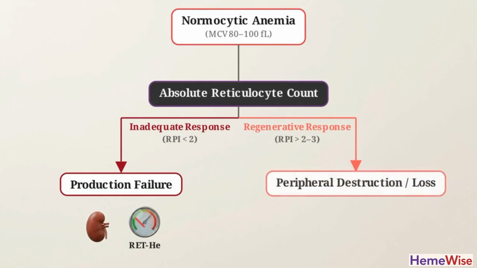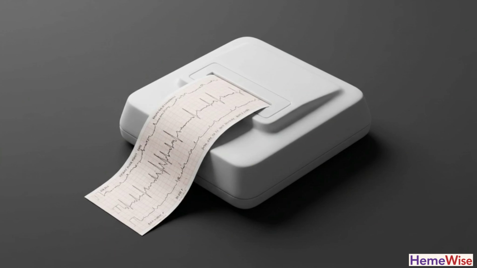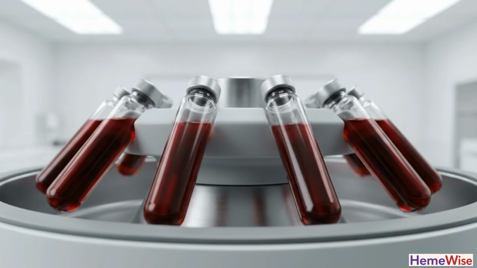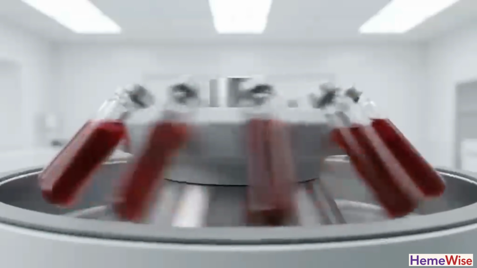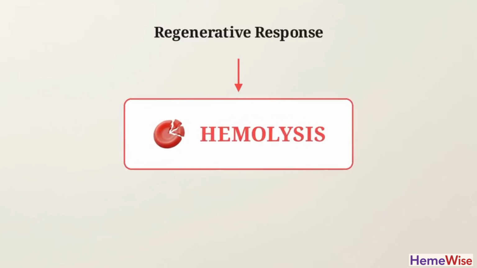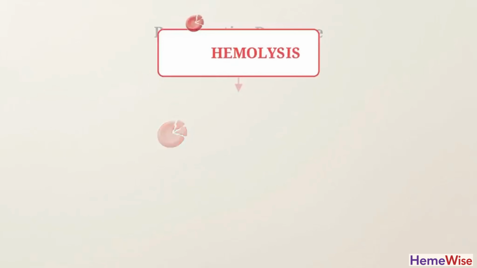A regenerative response over 2 points to peripheral destruction or acute blood loss. The reticulocyte count acts as the ultimate polygraph test for the bone marrow. It instantly reveals whether the marrow is actively compensating for a peripheral attack or failing at the source. Following that regenerative response branch leads us into the dedicated hemolysis algorithm.